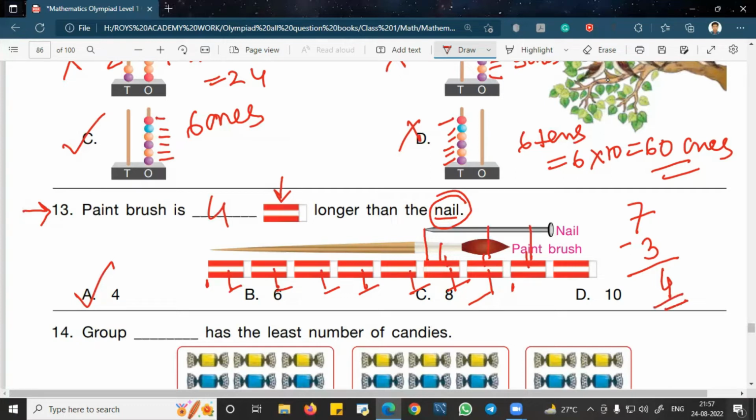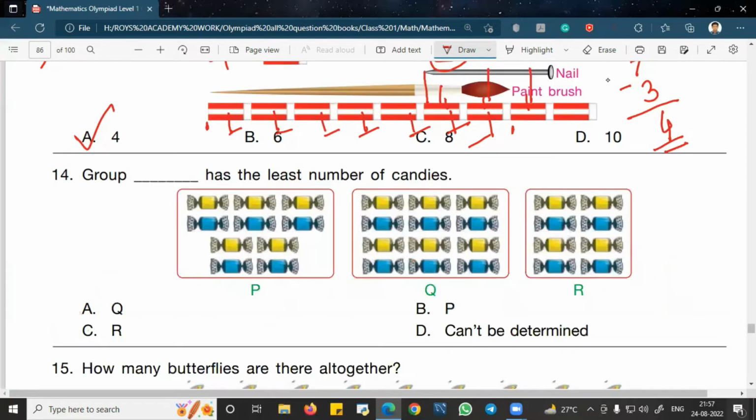Okay, dear student. Now we have to move to question number 14. Which group has the least number of candy? So we have to count how many candies we can see in these boxes. There are 3 boxes, and each box has a different number of candies. So at first we have to count the number of candies.